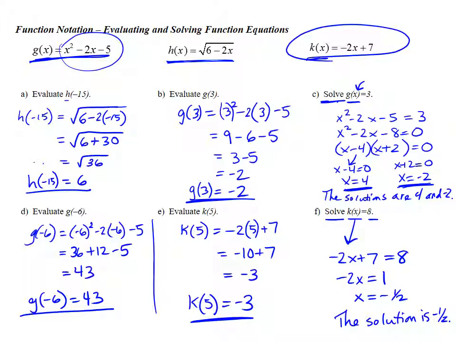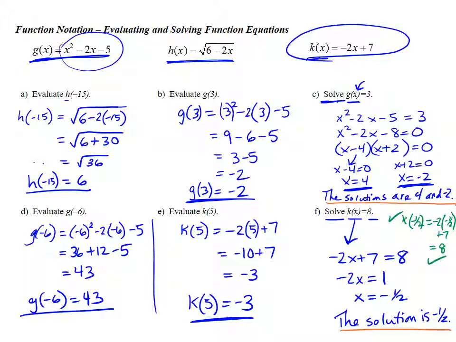One last comment. When we solve equations in Part C and Part F, we could very easily check our answers. To check the answer here, in the last one I did, Part F, we could go up to the original k function and plug in as an input negative 1/2 and see if we got that 8 out. So negative 2 times negative 1/2, if we were to multiply that and then add the 7, would I get the 8? Well, negative 2 times negative 1/2 is 1. 1 plus 7 is 8, and that does check.